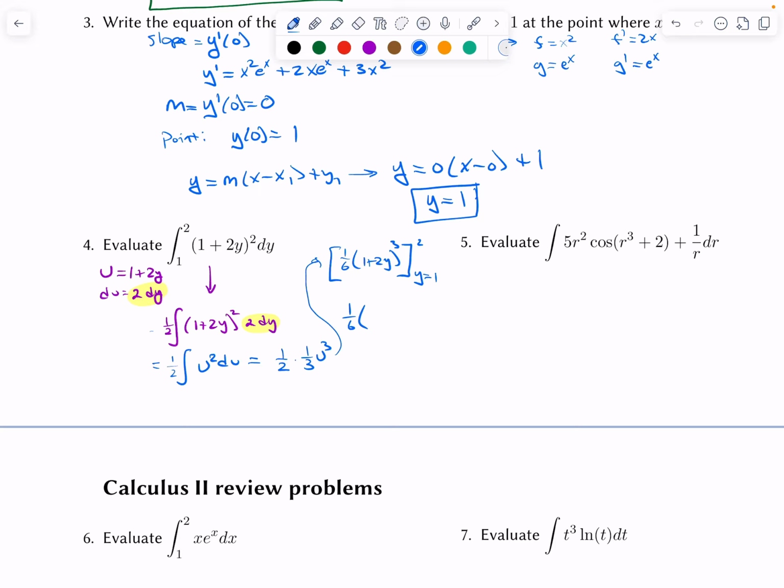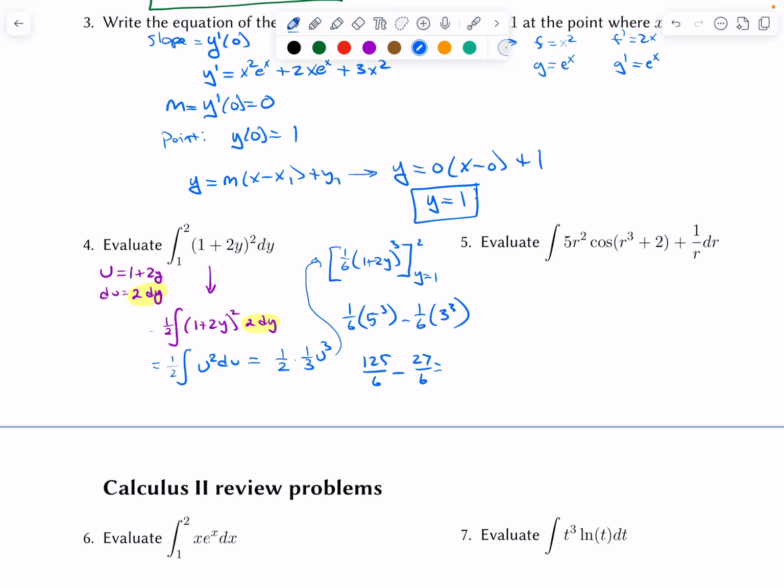So let's just plug in the upper limit, and I get 1/6 times 5 cubed minus 1/6 times 3 cubed. So you could probably clean that up. 125 over 6 minus 27 over 6. You could clean it up some more, but I'm happy just to leave it. Well, I guess I should clean it up.